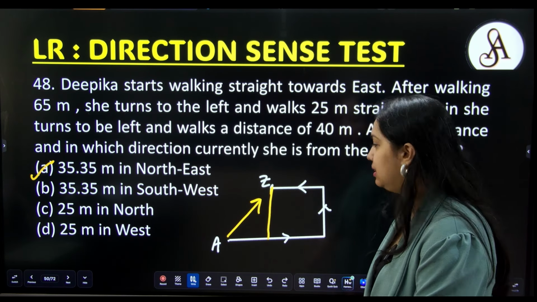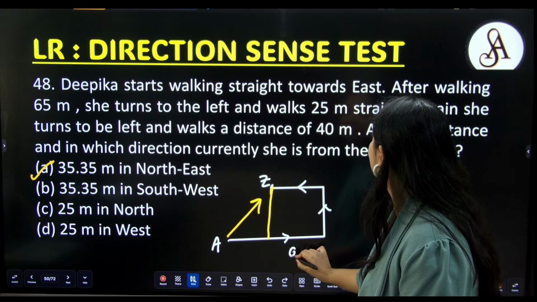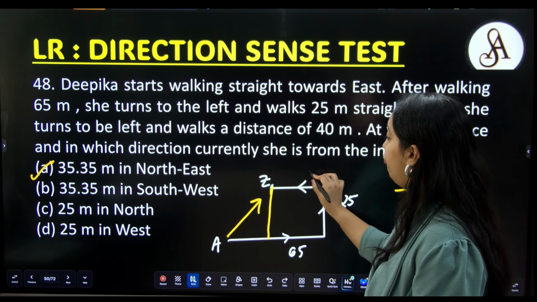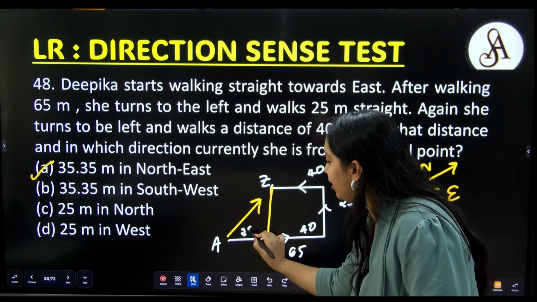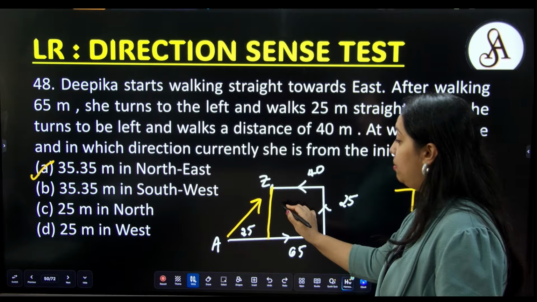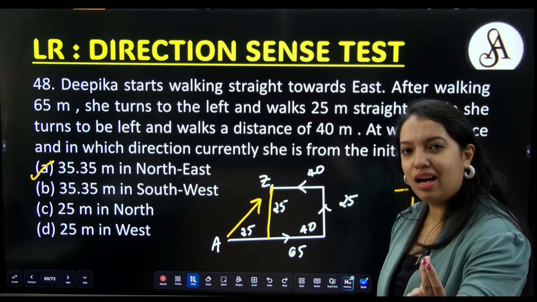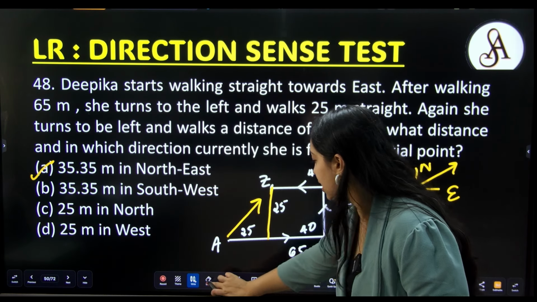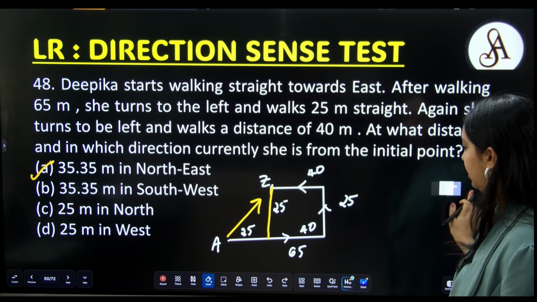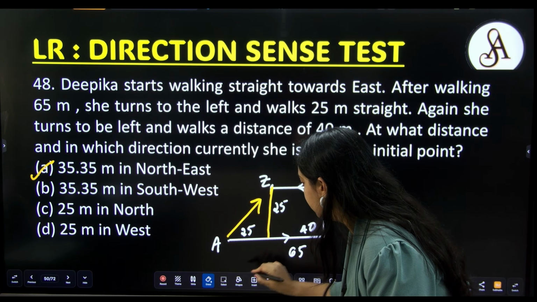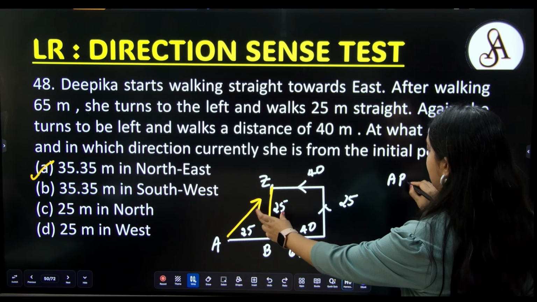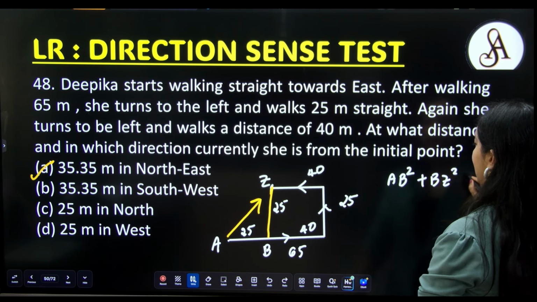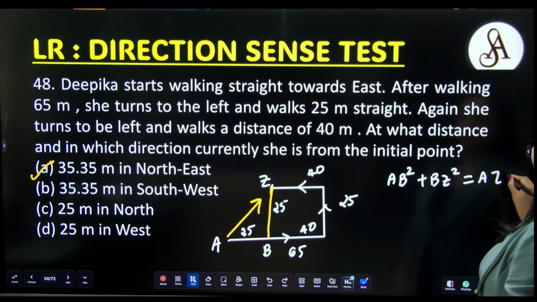I know that opposite sides will be equal. So if this is 65, 25, 40, I know this is 40, total 65, balancing figure will be 25, opposite will be same, this will be 25. Apply Pythagoras theorem. Let us take this point as B now. Pythagoras theorem says AB square plus BZ square is equal to hypotenuse AZ square.